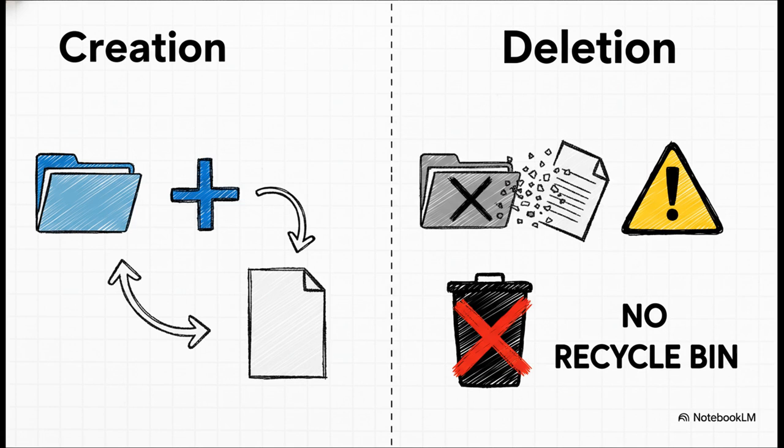And I need you to listen to me very carefully on this last one. rm is permanent. There's no recycle bin, there's no undo. When it's gone, it is gone. So, be careful with that one.